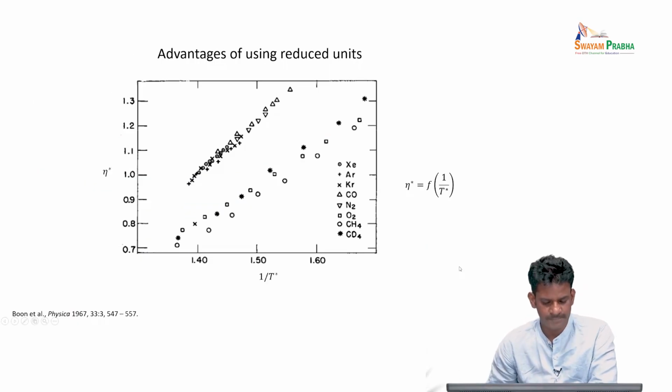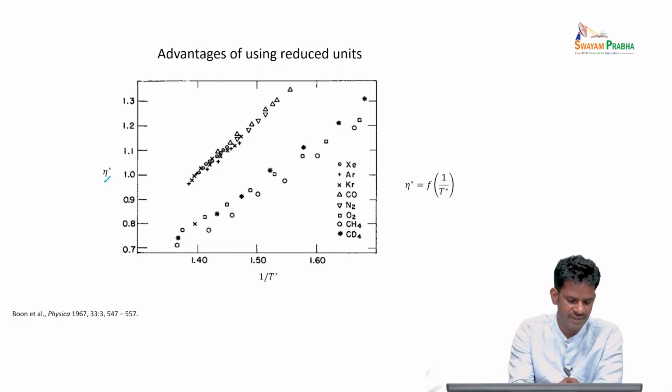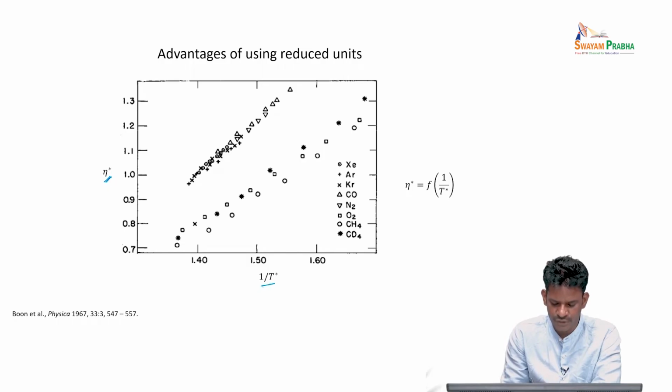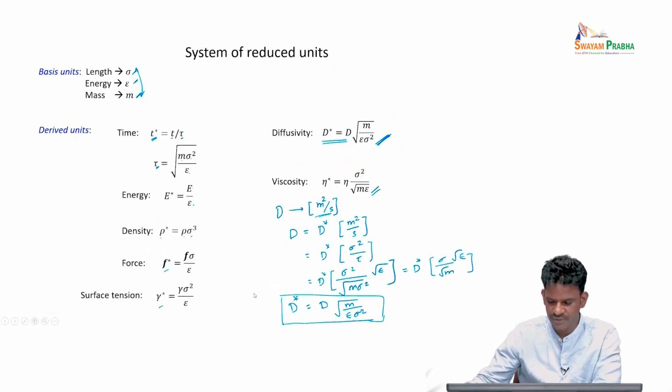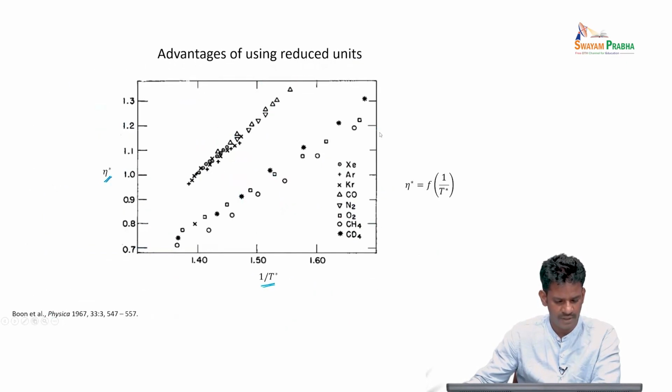Here is another example where experimentally calculated viscosities in reduced units are plotted as a function of inverse temperature. You may recollect, we have defined reduced viscosities using the system of basis units by this expression. Okay. For a given species, once epsilon, mass and sigma are known, then we can reduce the viscosity into a non-dimensional form. Similarly, temperature is defined as kBT by epsilon. Again, this depends on each species.